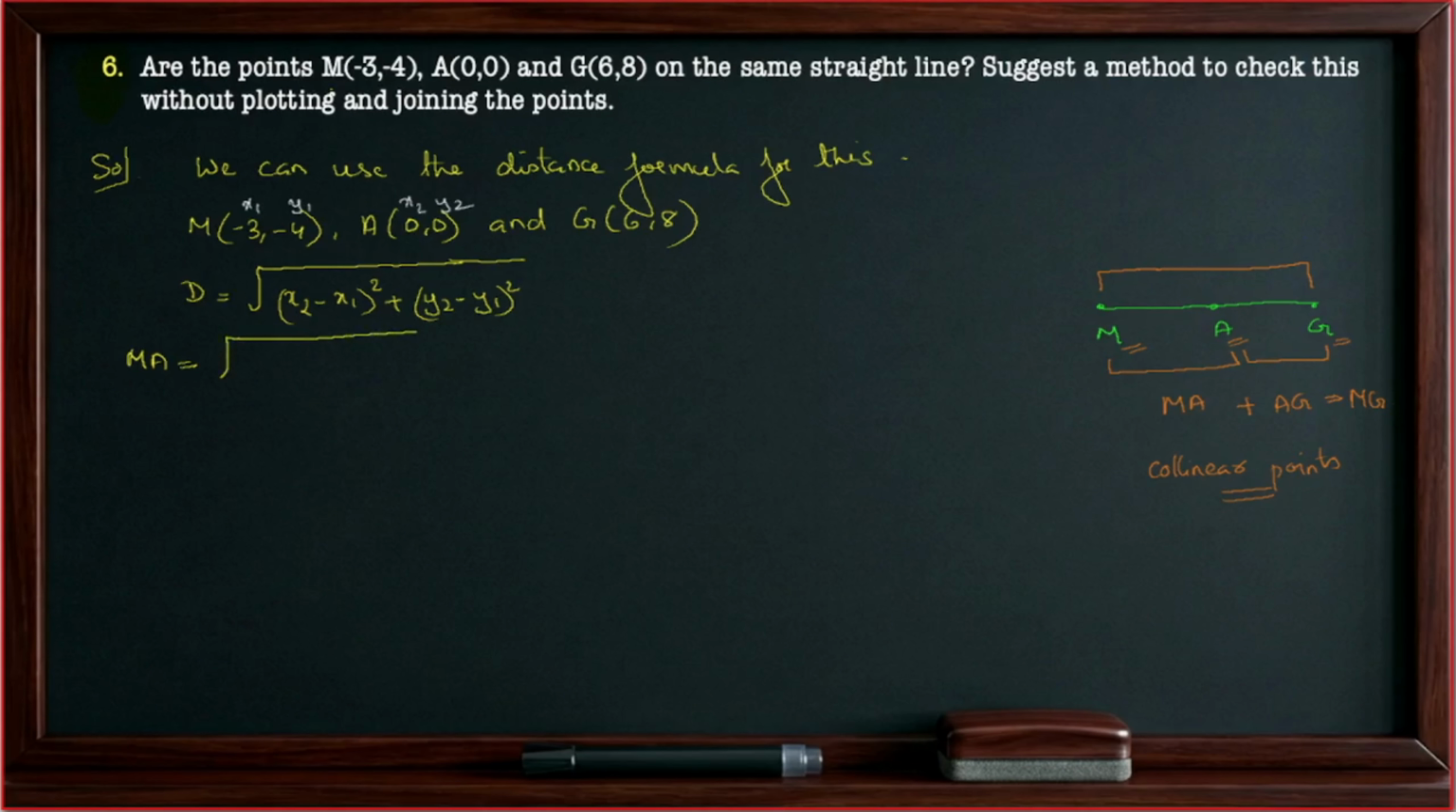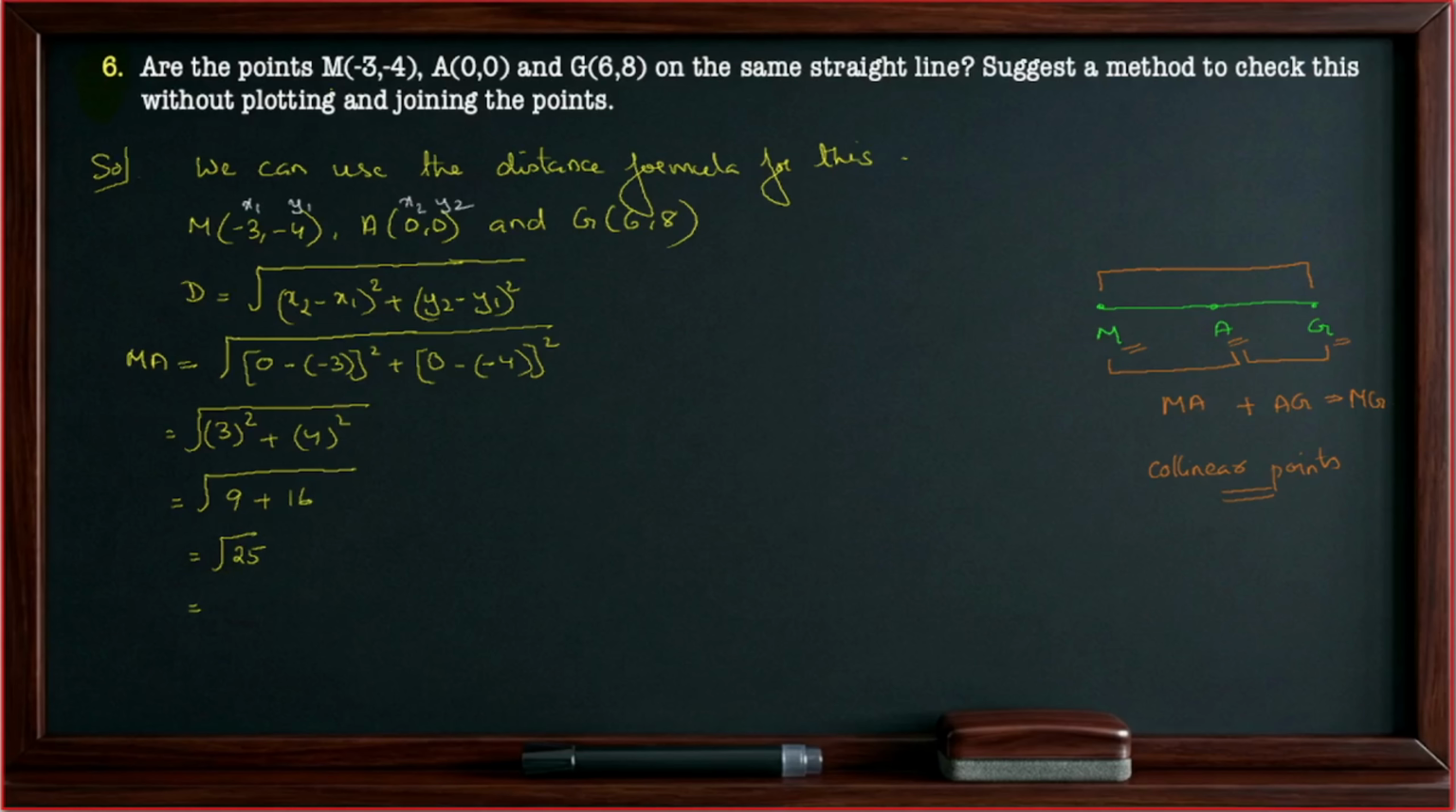When you're finding the distance of MA, it is equal to root of x2, which is 0, minus x1, which is minus 3, this whole square, plus y2, which is 0, minus 4, the whole square. Minus minus would become plus. So this is 3 square plus 4 square, in root, which is equal to root of 3 square, which is 9, plus 4 square, which is 16, and this is equal to root 25.